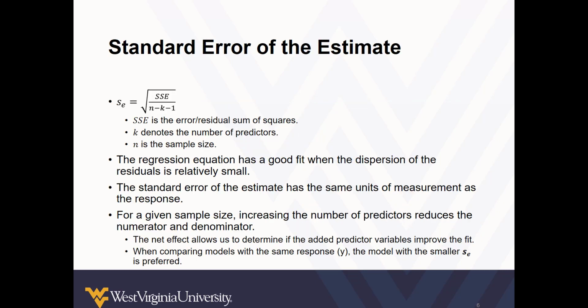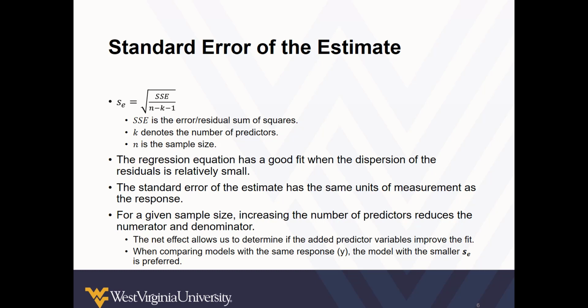So let's talk a little bit about the standard error of the estimate. The calculation isn't terribly complicated. SSE is the error or residual sum of squares, K is our number of predictors, and N is our sample size. A regression equation has a great fit when the dispersion of the residuals is relatively small.